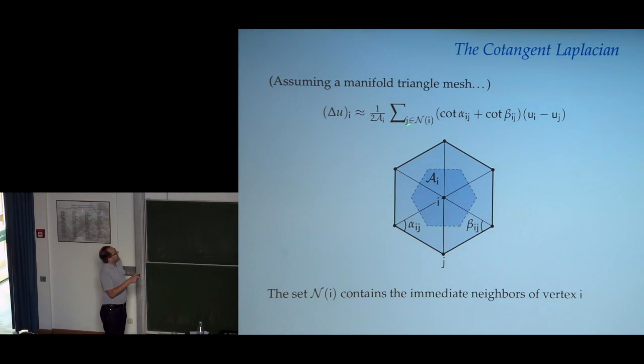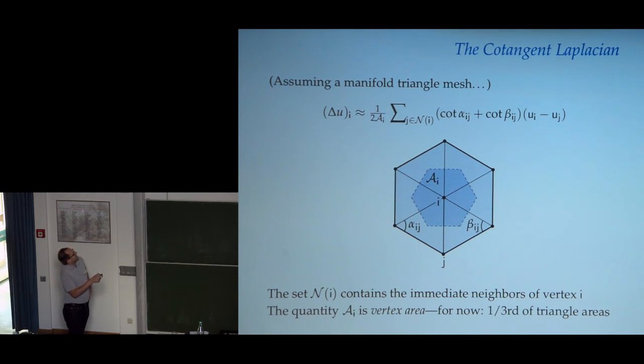The N_i down here is the set of all neighbors. So you're going to loop over all the neighbors of this vertex i. You're going to compute the difference between u_i and u_j, so the value of u here minus the value of u here. You're also going to compute these angles, alpha and beta, that appear in the cotan formula there.